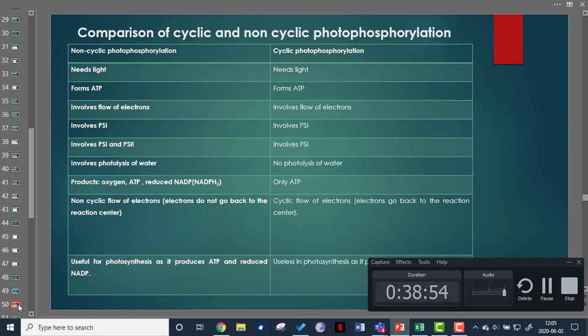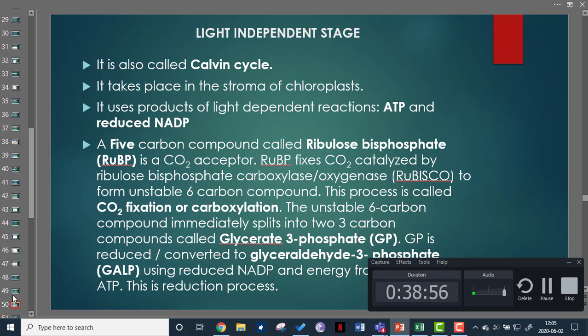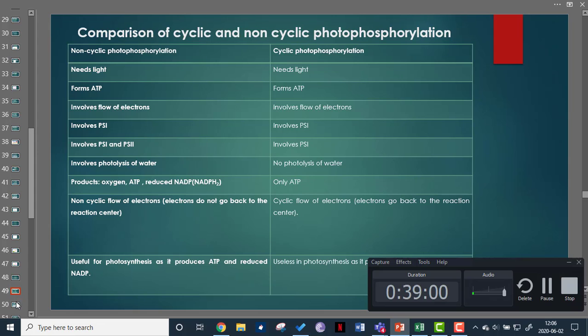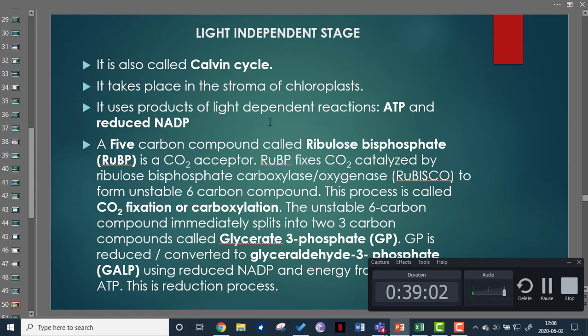And that brings us to the end of the light-dependent stage. In our next class, we will look at the light-independent stage, and we stop there for this group.